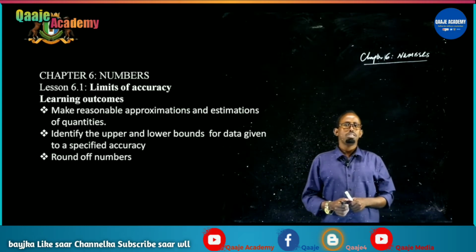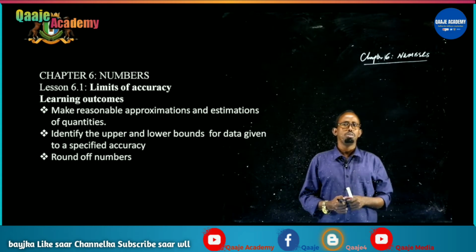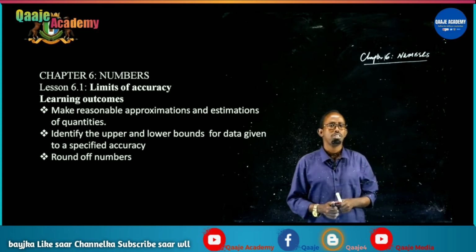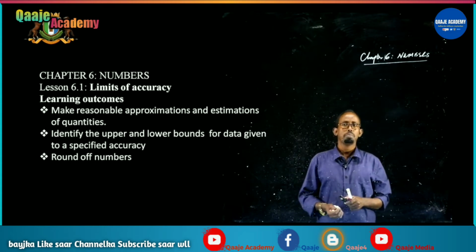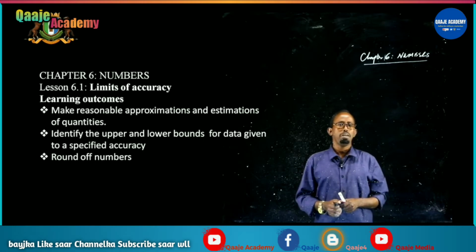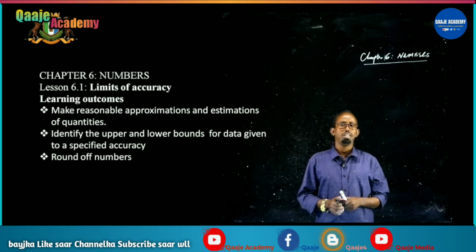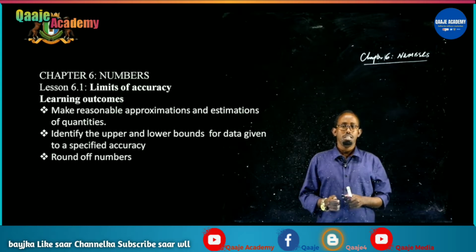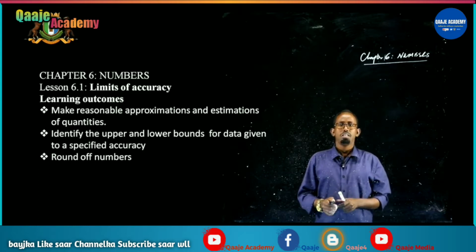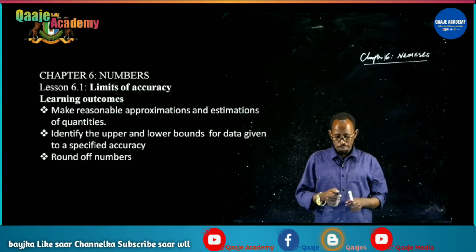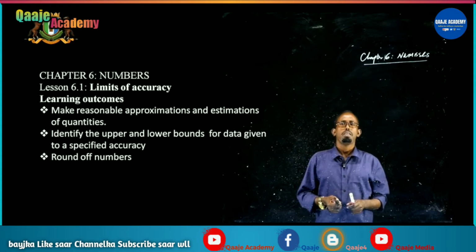By the end of the lesson, learners should be able to make reasonable approximations and estimations of quantities, identify the upper and the lower bounds of data given, and then rounding of numbers. That will be the last one.